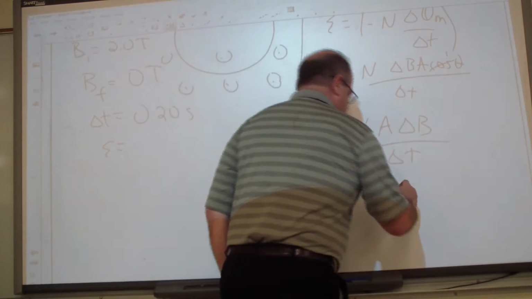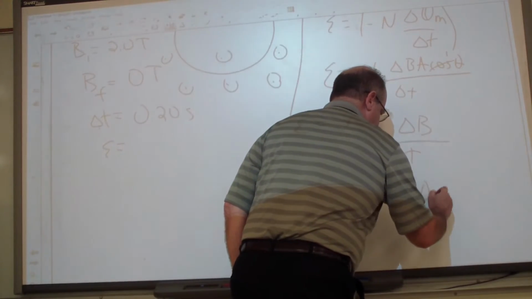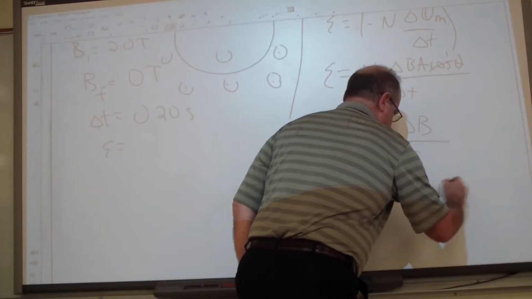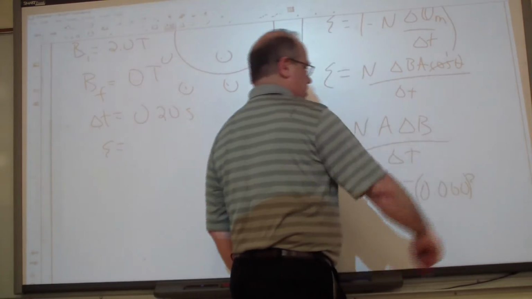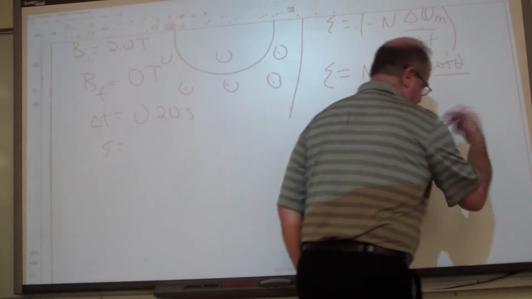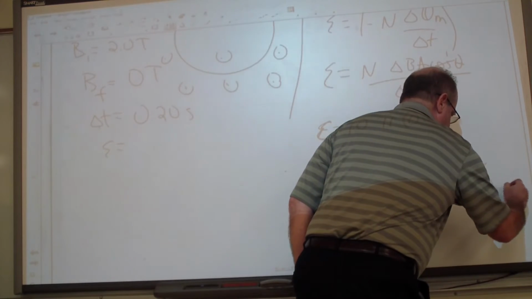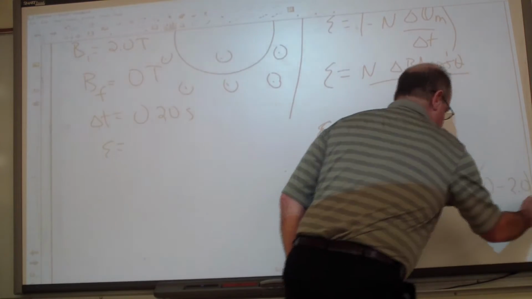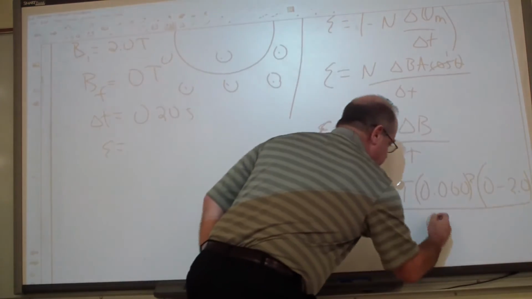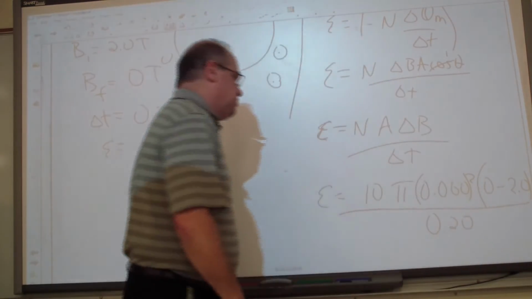So the area is gonna be pi r squared, right? Yes. And then B final minus B initial, which is gonna be 0 minus 2, negative 2, right? Yes. And all this is over 0.2. All right, plug it in, see what you get.